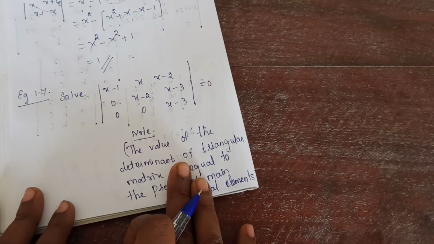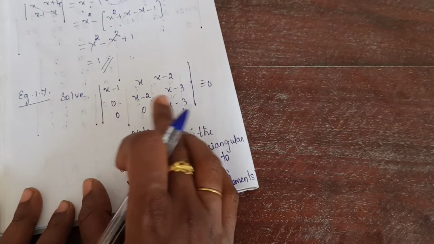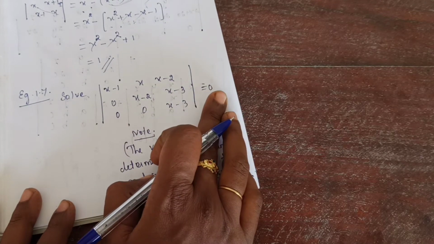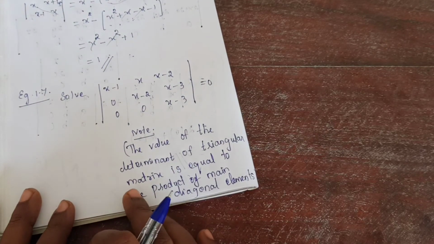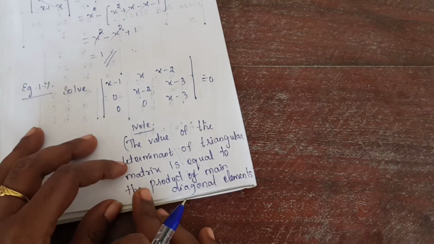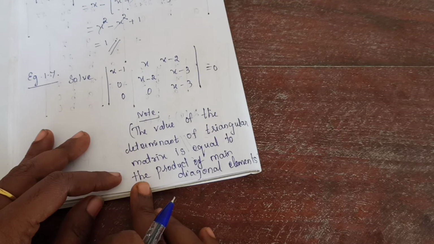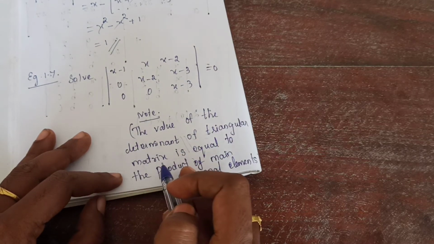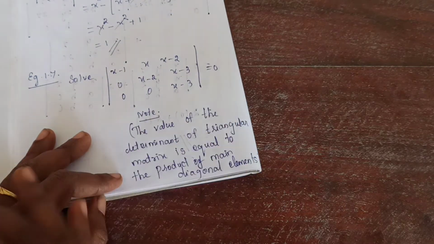Then next one is example 1.7. Solve x minus 1, x minus 2, 0, x minus 2, x minus 3, 0, 0, x minus 3 is equal to 0. Okay. So there is one note in your book. Nearby this question one note is there. I wrote here that the value of the determinant of a triangular matrix is equal to the product of the main diagonal elements. Okay. So in the note they said that it's a triangular matrix.